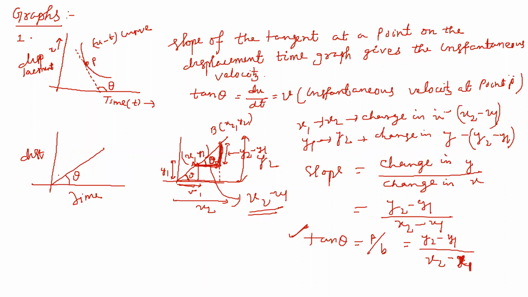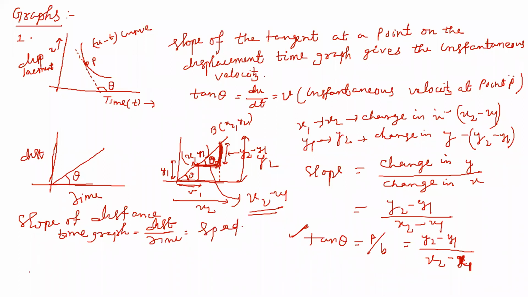So, students, what does the slope of a distance-time graph give? Distance divided by time is speed. The slope of a distance-time graph gives speed.